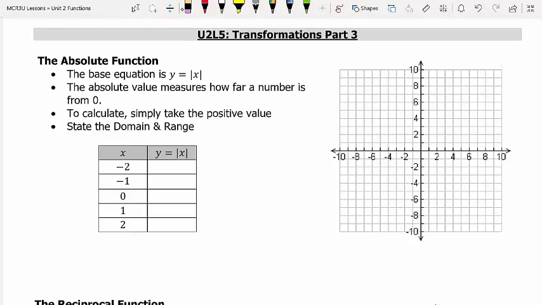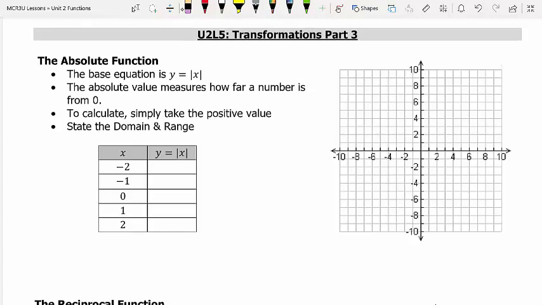Unit 2, Lesson 5, Transformations Part 3. So currently you should be comfortable with the base graphs of a quadratic function, a cubic function, and a square root function. We've also learned how to transform those functions. Today I'm going to introduce two new base functions, the absolute function and the reciprocal function, and then we'll look at how to transform these.